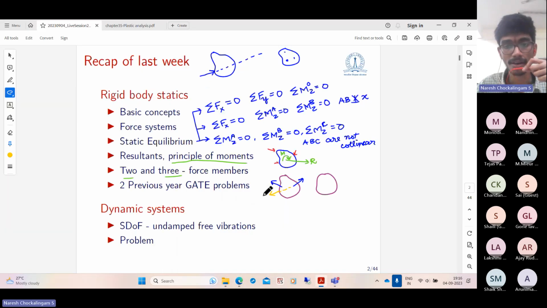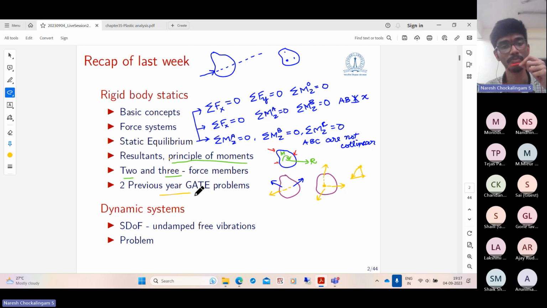Yeah, so I was talking about two-force and three-force members. If you have two forces acting on a body, then both of them should necessarily be collinear, equal in magnitude and opposite in direction. And if you have a three-force member, a body subjected to just three forces, then those three forces must necessarily be concurrent at a point. Not only that, they should form a force triangle, a closed polygon, which means the sum of forces is equal to 0. And if they're collinear, it means the moment is equal to 0.